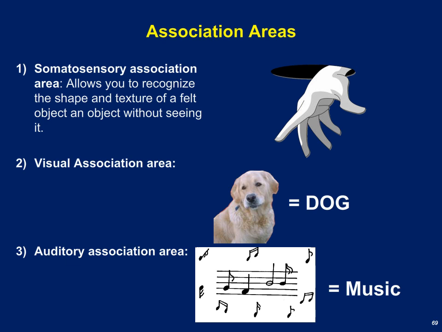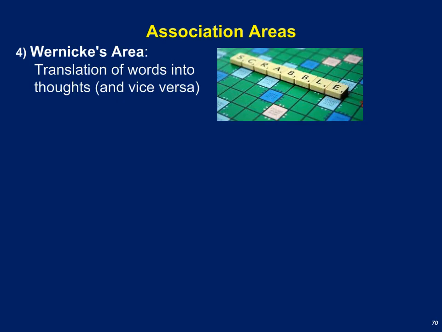Of course, we also have a visual association area. The visual association area processes the visual information that comes from the primary visual cortex, and it helps us to recognize, well, that's a dog, that's a cat, and so on. And we also have an auditory association area. Without that auditory association area, we might be aware that there's sound, but we wouldn't be able to recognize that sound as music or a particular type of music. Another association area is called Wernicke's area. Wernicke's area is linked to the primary auditory cortex, and it's involved in the understanding of both written and spoken language.